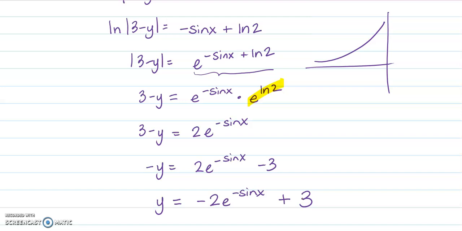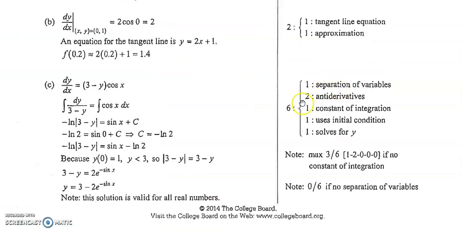So when the AP does a separable variables problem, they really give it a lot of points. Like for this particular part, it could be 5 or 6 points. On this particular one, it's worth 6 points. And note, you get 0 out of 6 if you have no separation of variables. So this first step right here, where you separate your y's and you separate your x's, will get you 1 point. And if you don't show that step, you're not going to get any points at all.